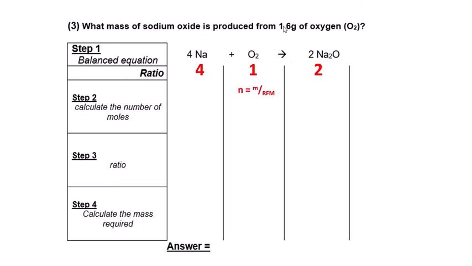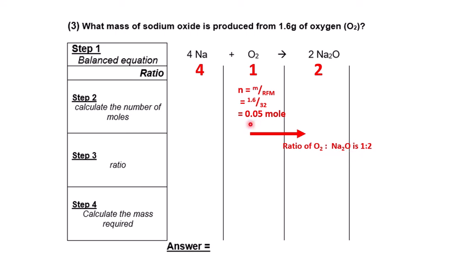Now we've got that there's 1.6 grams of oxygen. So let's start off here. N equals M over RFM. So 1.6 over O2, 16 times 2 is 32. So the mass of 1 mole is 32. So that gives us 0.05 mole. We're going to go from oxygen to sodium oxide. We're asked in the question what mass of sodium oxide is produced. So 1 to 2 ratio. So for every 1 O2 we make 2 Na2O, so 1 to 2 ratio.